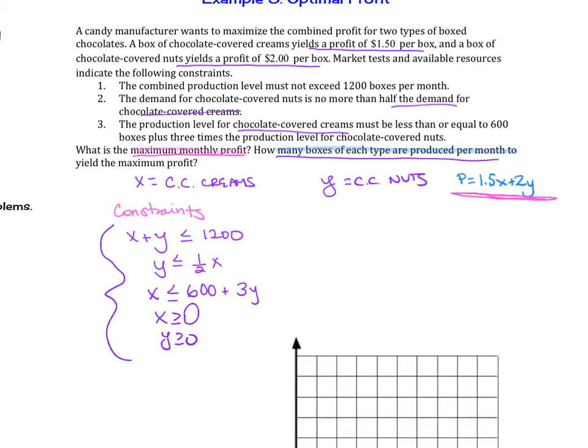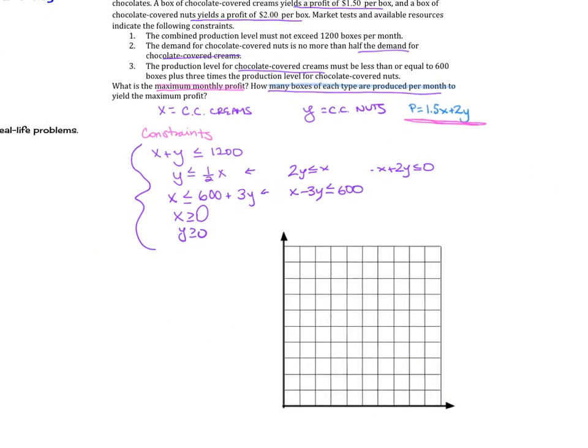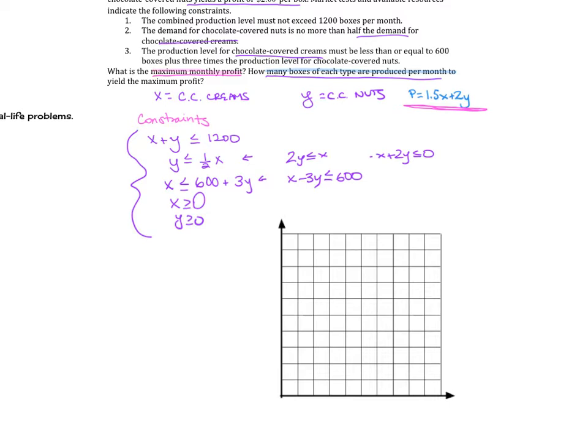So let's rewrite these inequalities. I'm going to multiply by 2 first. So this is 2y less than or equal to x, or negative x plus 2y is less than or equal to 0. Let's do the same thing for the other one. Let's subtract 3y, so this is x minus 3y is less than or equal to 600. We could rewrite this in slope-intercept form if we would like, but let's leave it where it is for now.